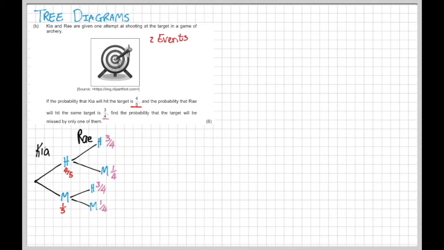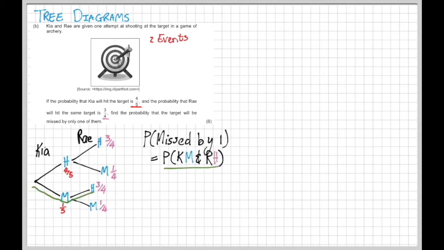What is the question now asking us? Find the probability of one of them missing. I've got two options. I can either have Kia missing and then Ray hits the target, which is our green road that we're going to walk, or Kia hits, but then Ray misses. That's going to be the yellow road we walk. Almost like the yellow brick road, but we don't have bricks here.